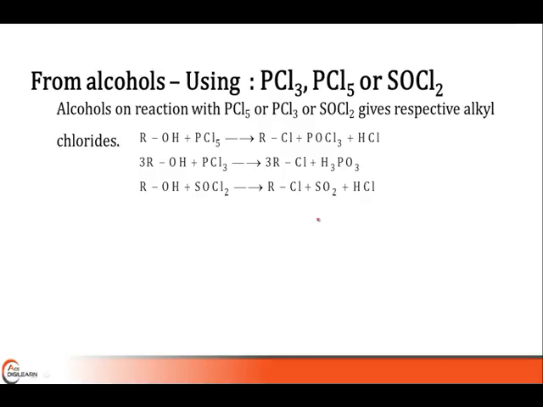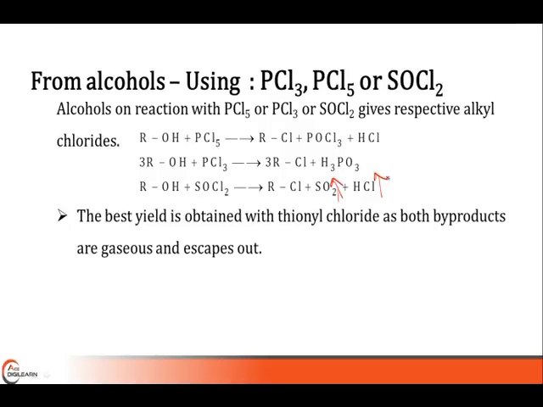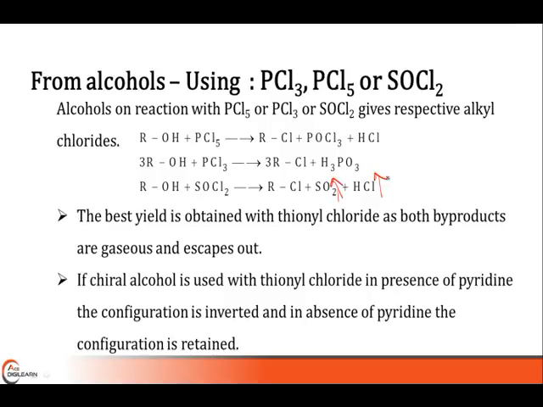And the best method among the three is using thionyl chloride, the last one, because both the byproducts SO2 and HCl will be gaseous and escape out of the reacting system, giving pure alkyl chloride. If a chiral alcohol is used with thionyl chloride in presence of pyridine, the configuration is inverted, and in the absence of pyridine, the configuration is retained.